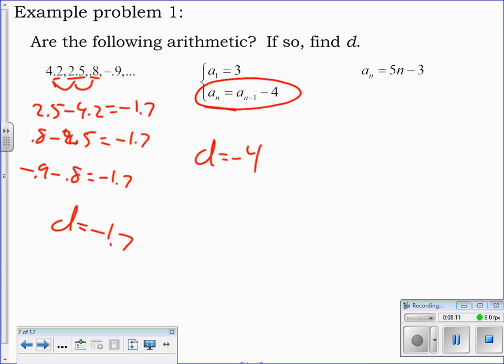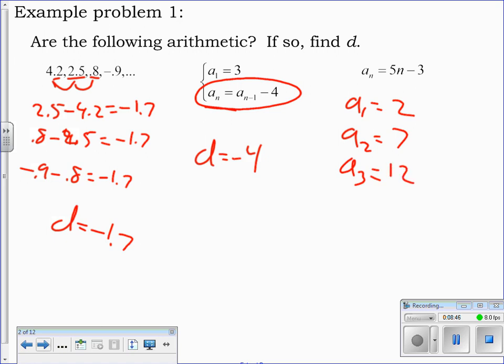Okay. The last one's an explicit formula. Now, there are a couple of ways to test, is this arithmetic or not? An easy way to do it is to find a few terms. Find a sub 1, a sub 2, a sub 3, and see if there's a pattern to it. A sub 1, put in 1, I get 2. A sub 2, I plug in 2 for n, and get 7. Plug in 3, 3 times 5 minus 3 is 12.